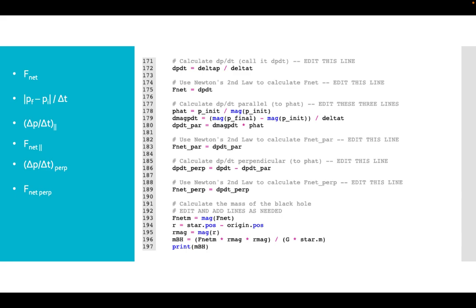And to get the parallel component, I'm going to be multiplying by p hat. And force net parallel is just dp dt parallel. And then since the two components add up to be equal to force net, that's how I get force net perpendicular.